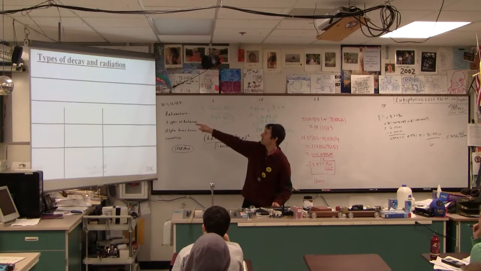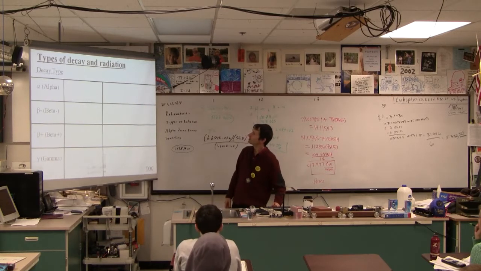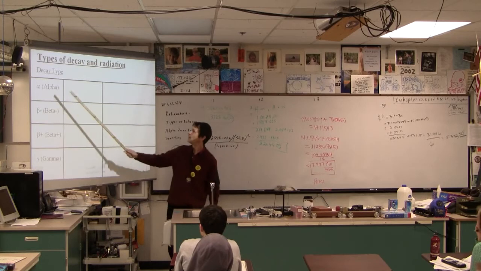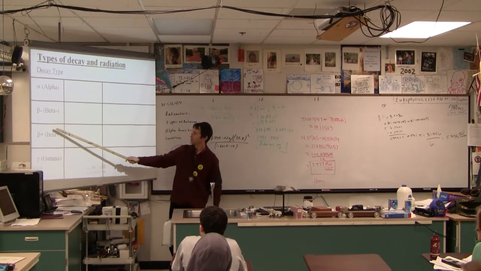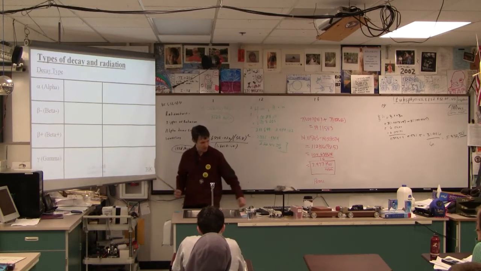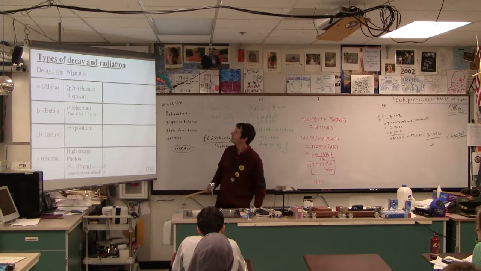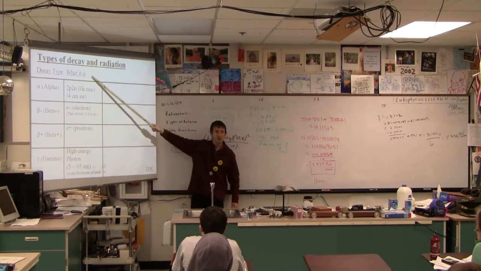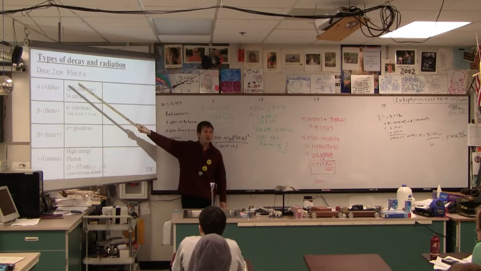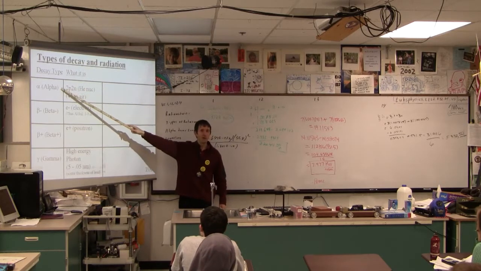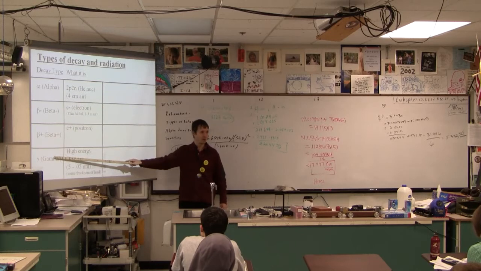Next chart. There we go. In your note guide, these are the types of radiation: an alpha particle, beta minus, beta plus, and gamma, and that's all we're going to look at. An alpha particle is fully 8,000 times more massive than anything else. It's just a big chunk.